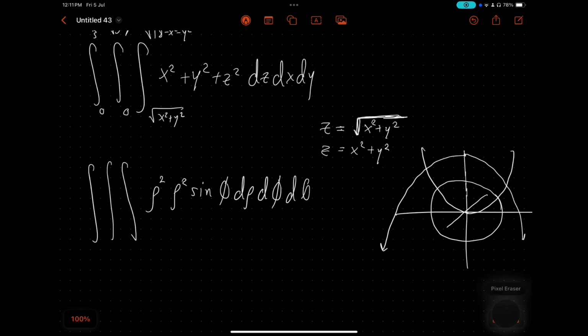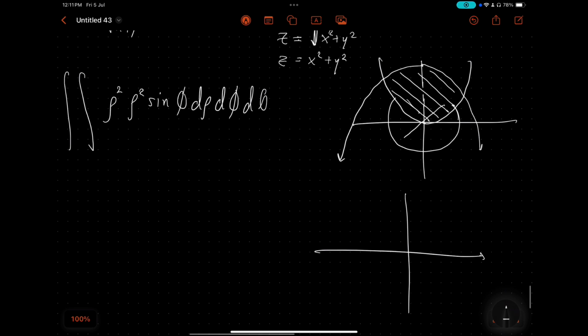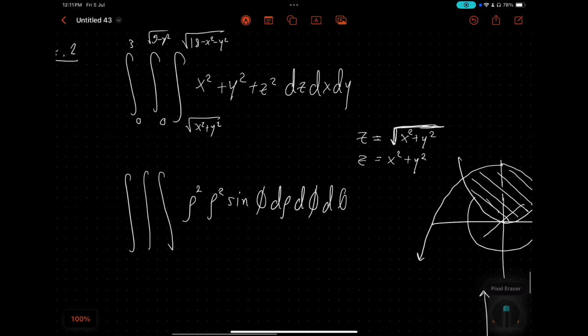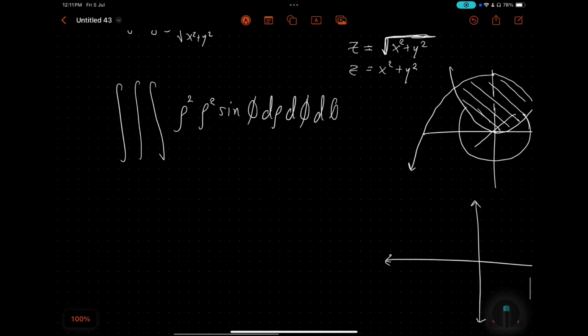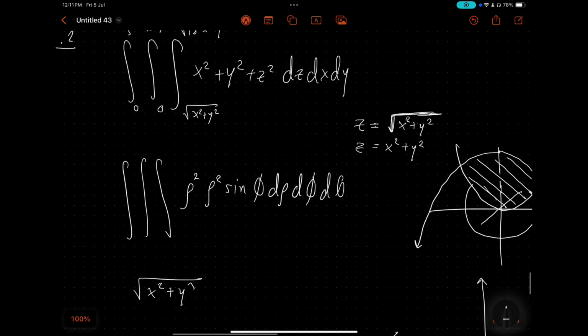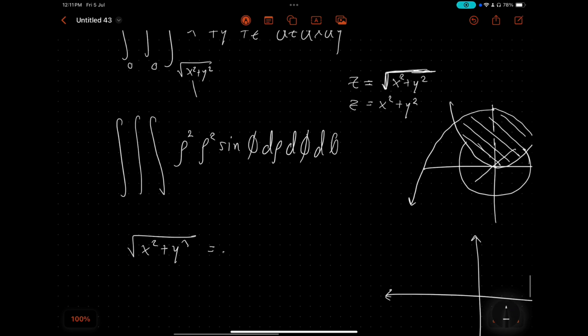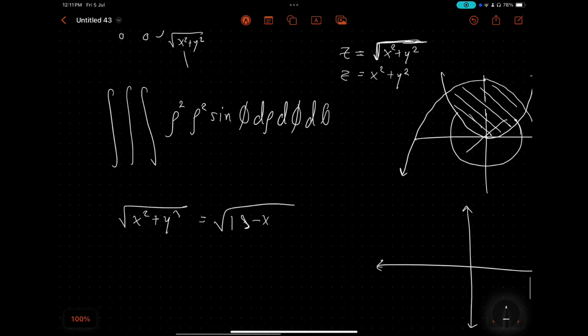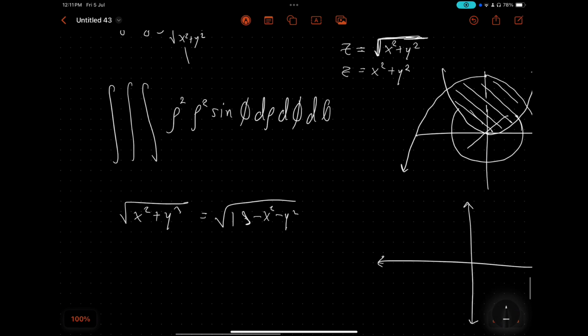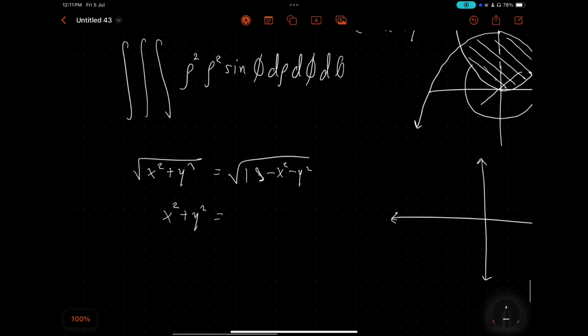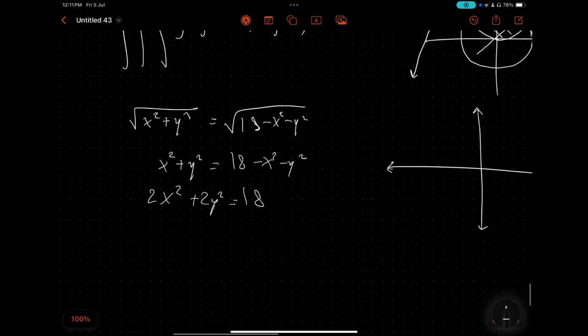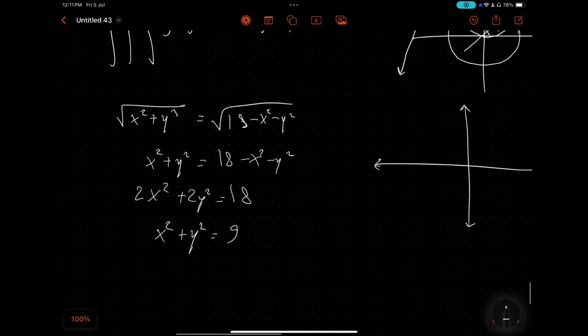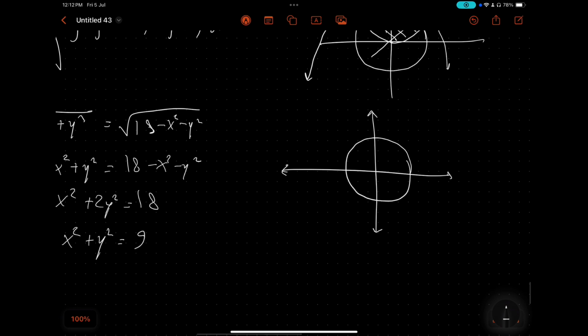Okay, so that's our volume here. And for the xy-plane, if we want to get to the xy, you just equate the two z's: x squared plus y squared, the two ends here, equal to the square root of 18 minus x squared minus y squared. This looks like a circle: x squared plus y squared equals 18 minus (x squared plus y squared). So 2x squared plus 2y squared equals 18, and so x squared plus y squared equals 9. And so this is a circle of radius 3.